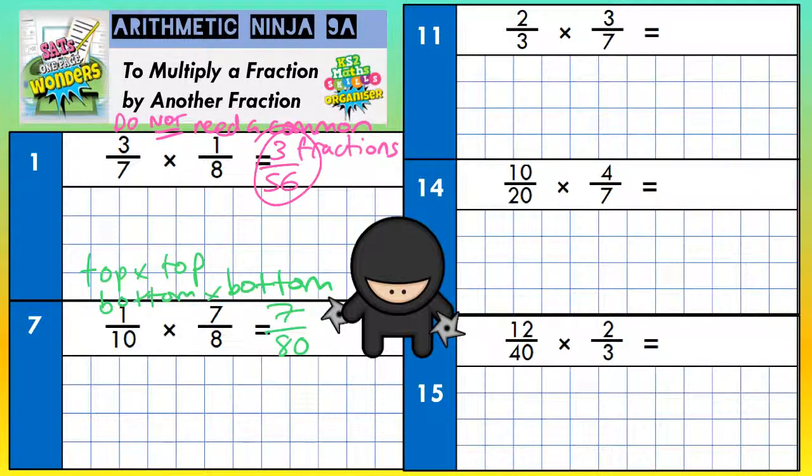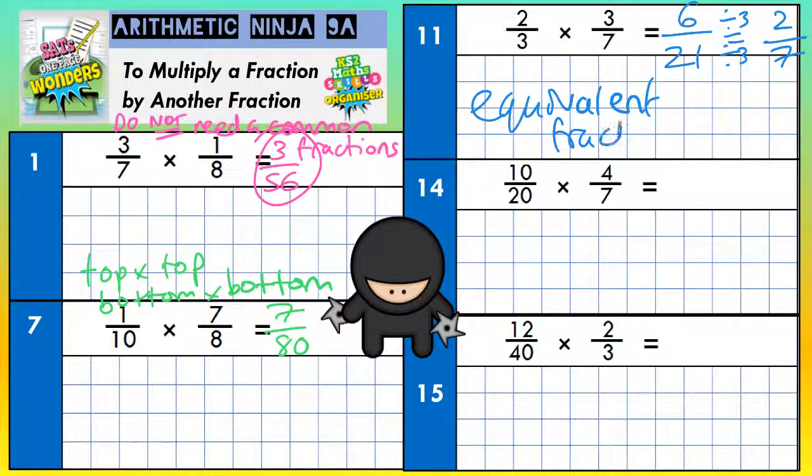Question 11. Top times top, bottom times bottom. 2 times 3 is 6. 3 times 7 is 21. We could simplify that because both 6 and 21 are divisible by 3. 3's in 6 goes twice. 3's in 21 goes 7 times. So that is an equivalent answer. You can either have 6 over 21, 6 21sts, or 2/7. Both of those are equivalent fractions.